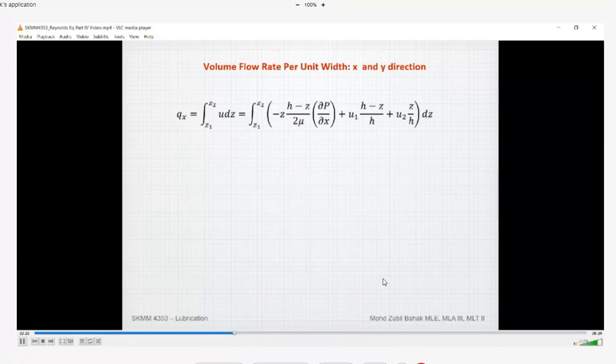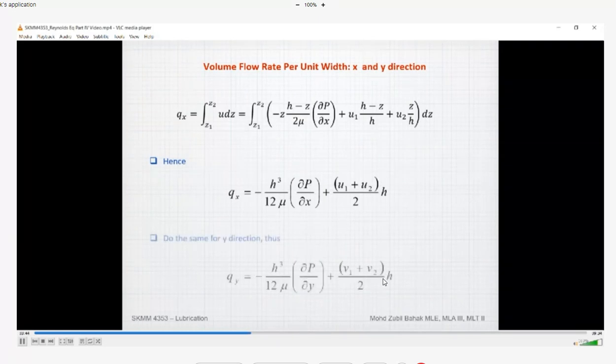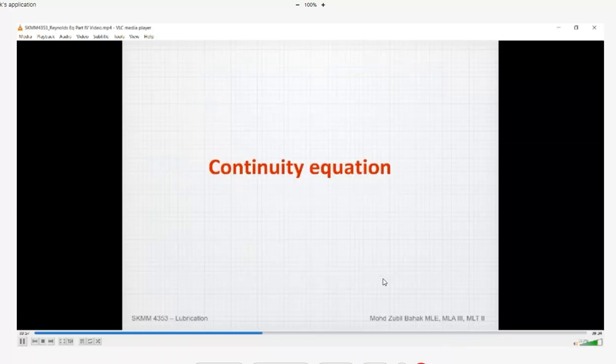We put it into the q, or the volume flow rate per unit width equation, and then we do the integration, and finally we have qx equal to minus h cubed divided by 12 mu partial p partial x, plus (u1 plus u2) divided by 2 times h. We do the same for the y direction, thus we have qy. It's almost the same, but u changes into v.